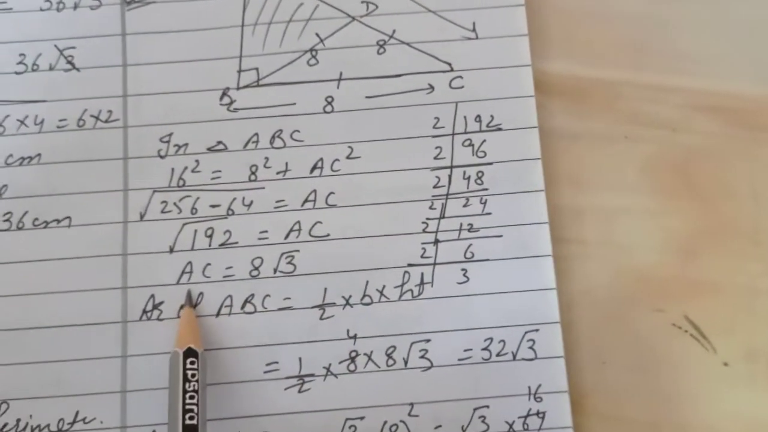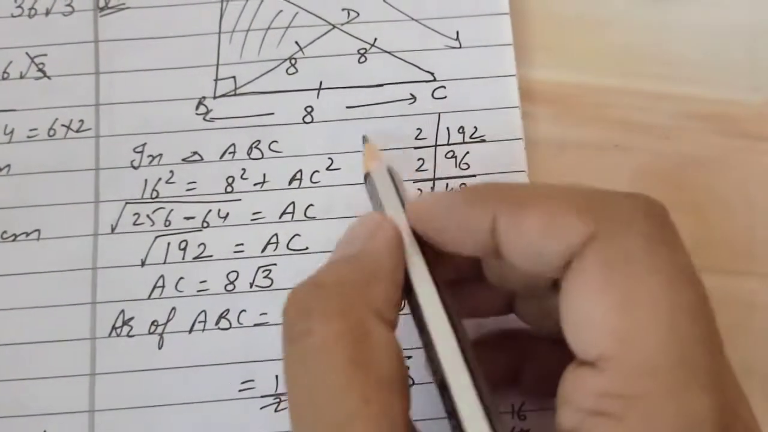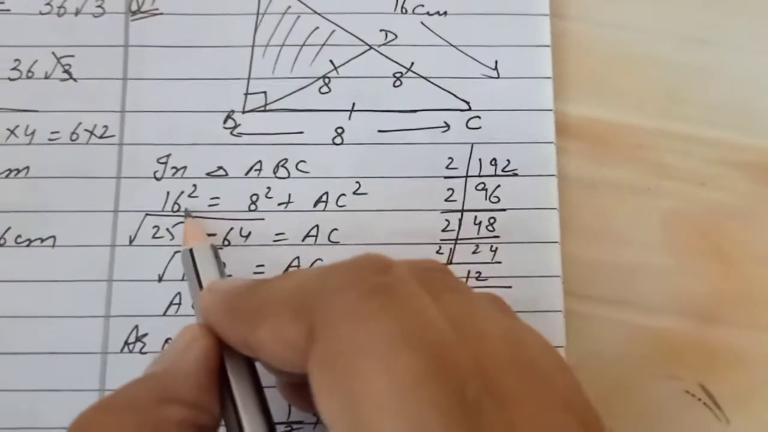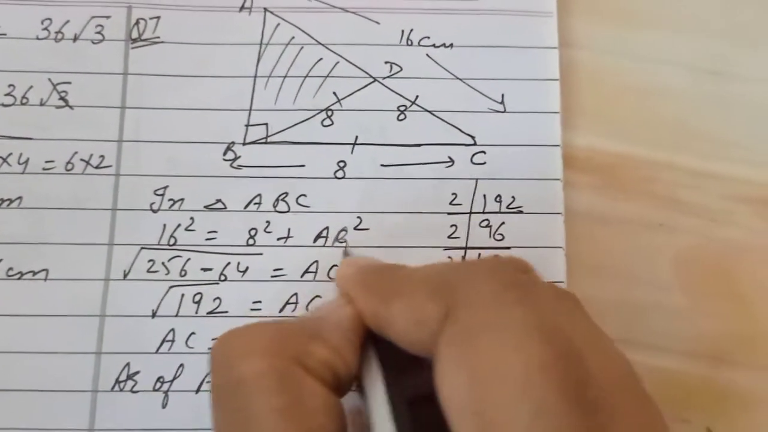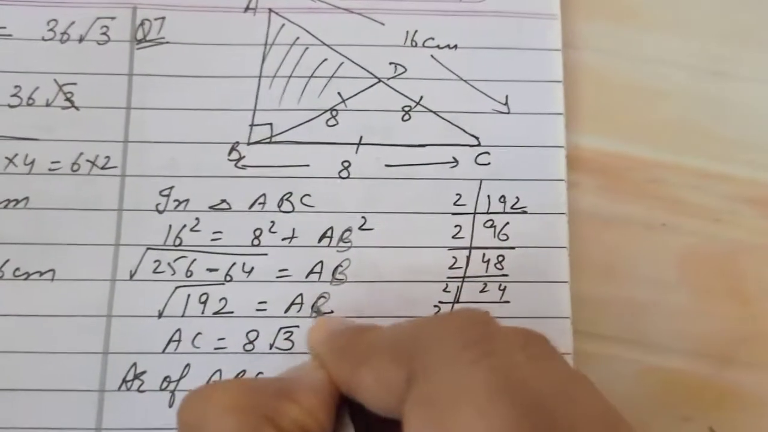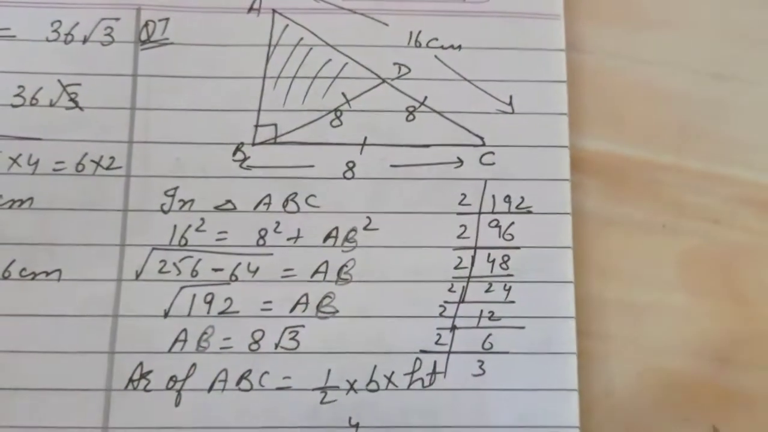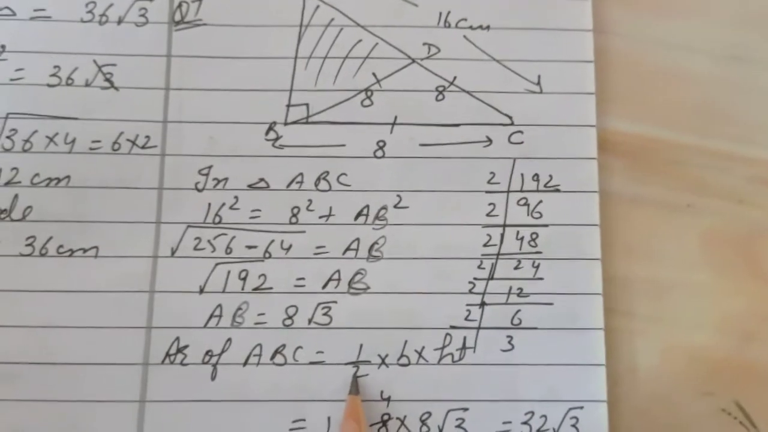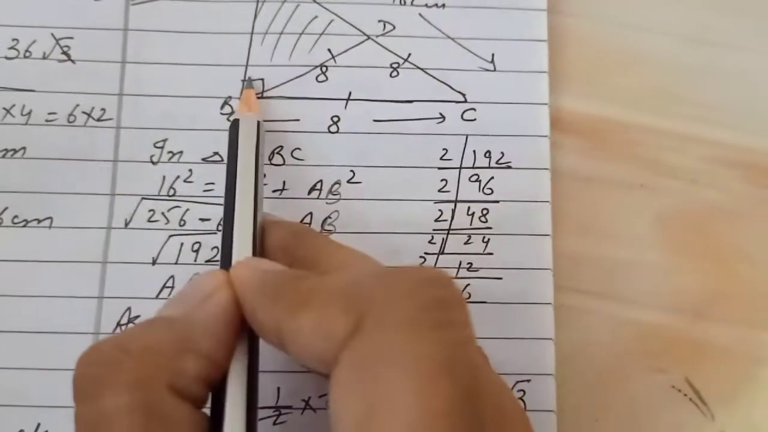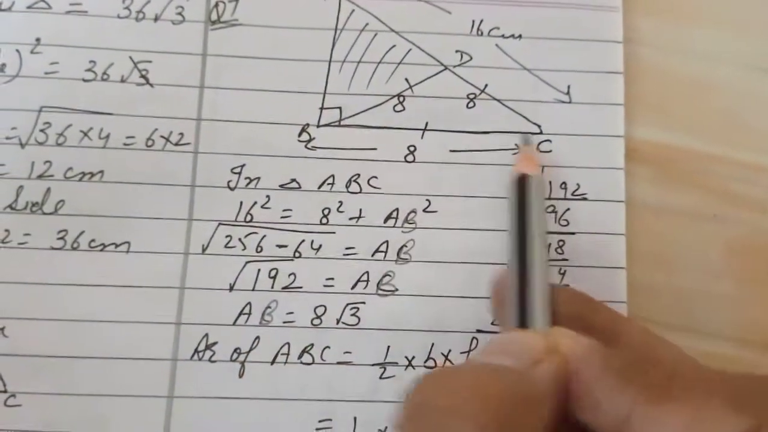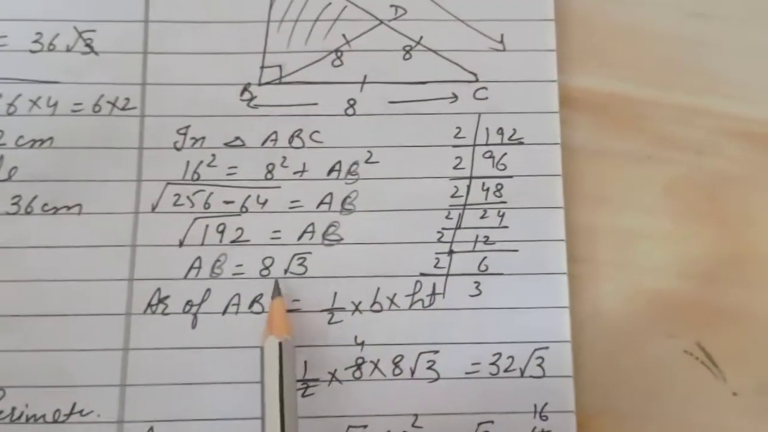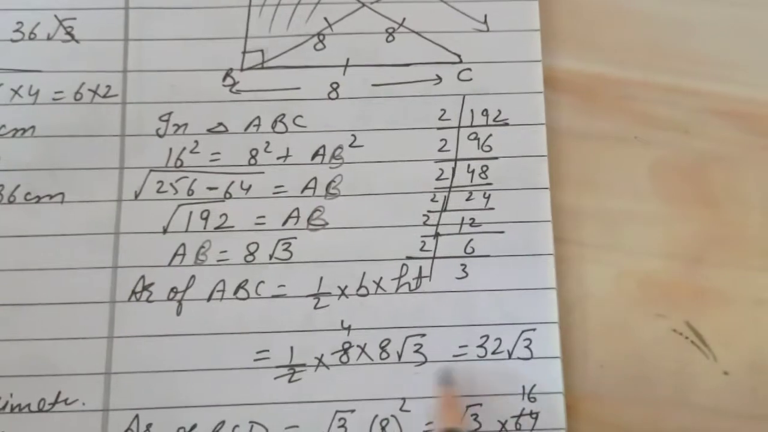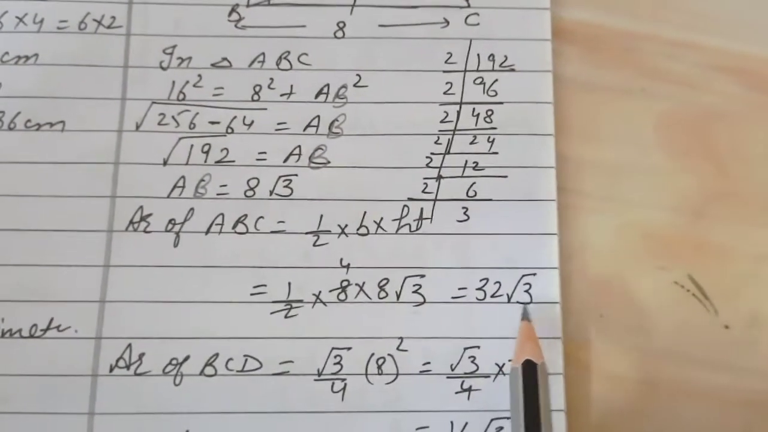So from here, I wrote here AC. This is what? 16 square plus 8 square. This is what? AB square. This will be AB square. Clear? Now area of the triangle is half base into height. Since this is 90 degree angle, this will be base and this is what? Height. So put the value. Base is 8. Height we got 8 under root 3. So put it here. This will be the area of the triangle.